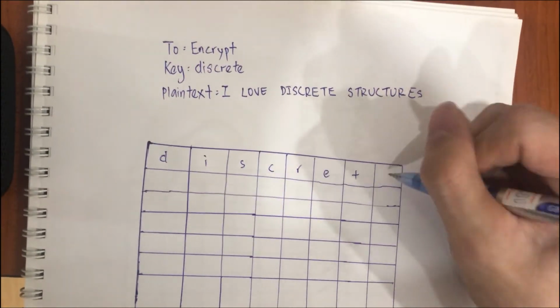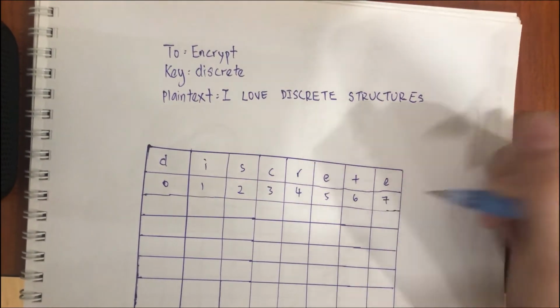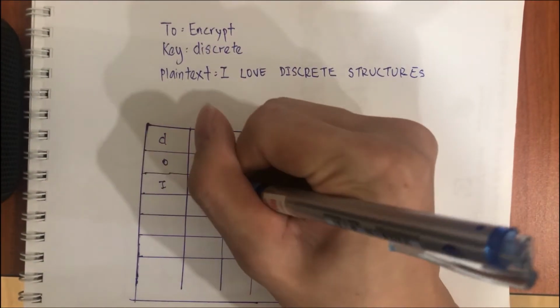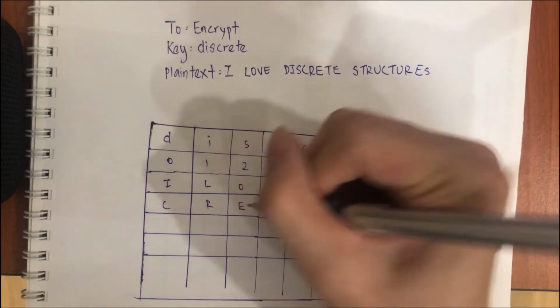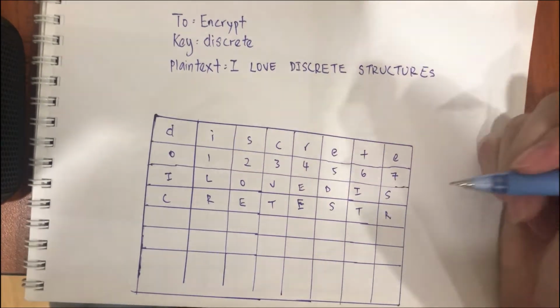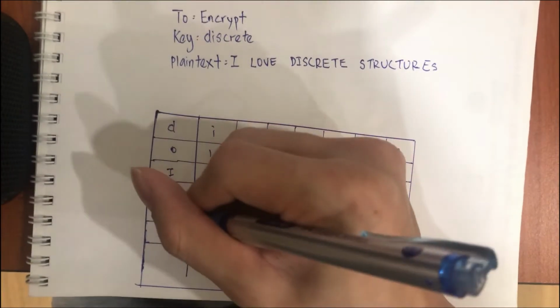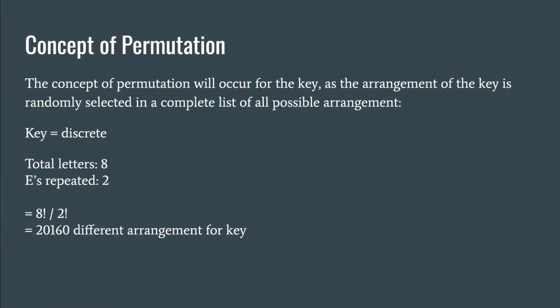Once we have chosen a key, we then separate the key into columns and have them labeled with appropriate index values. For this example, the values are going to be 0 to 7. We then write the plain text into each column accordingly, and the empty spaces will be filled with X. And now we move on to the next slide, which is the concept of permutation.